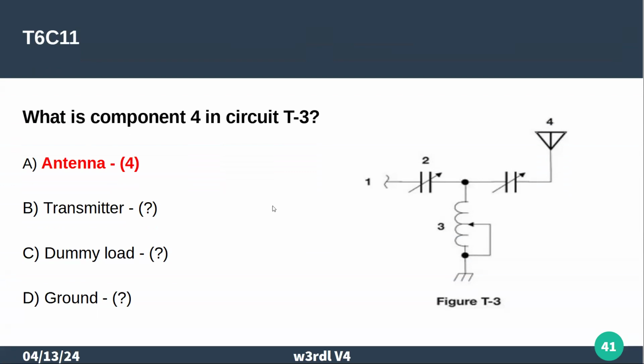And by the way, this circuit is a T matching network for the antenna to match the impedance coming in to the impedance of the antenna. And we call it a T because it looks like a T circuit.